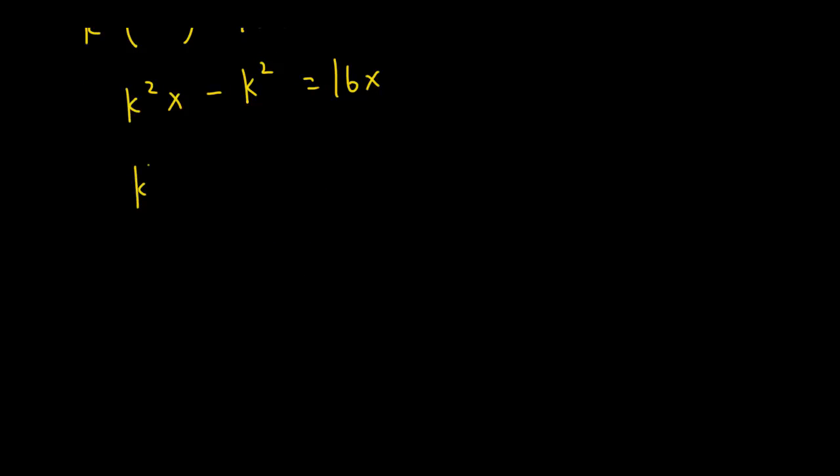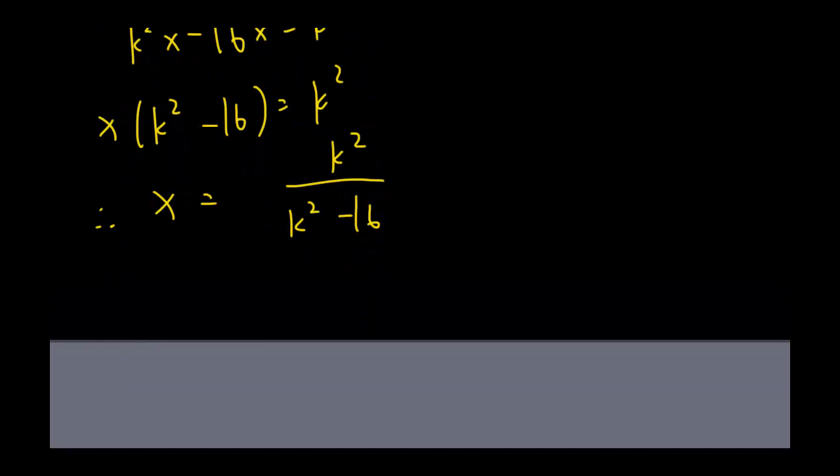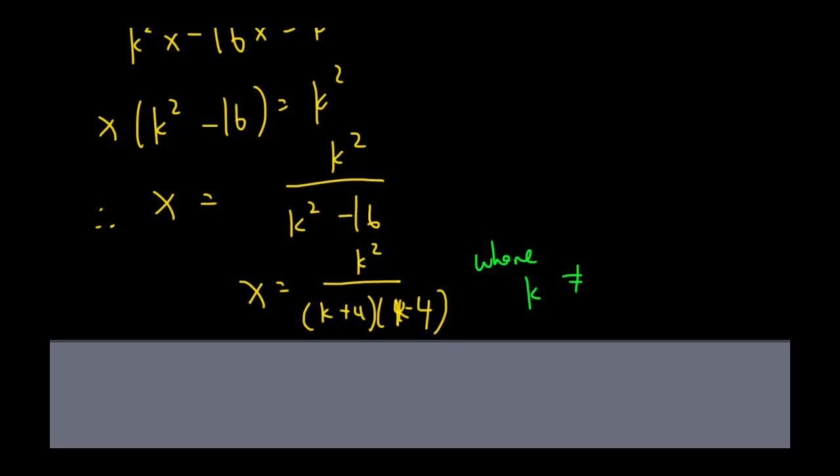So again, we collect the like terms. So k squared x minus 16x is equal to k squared. Let's take out the x. So x times k squared minus 16 is equal to k squared. So therefore, x is equal to k squared over k squared minus 16. Or you can write it as x is equal to k squared over k plus 4 times k minus 4. Now for this one we have a condition, that k cannot be equal to 4 and negative 4, because if k is 4 or negative 4, x will be undefined.